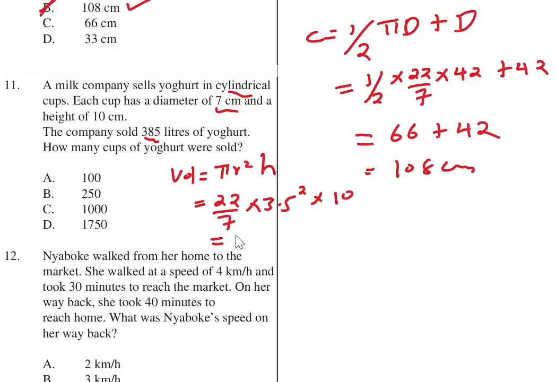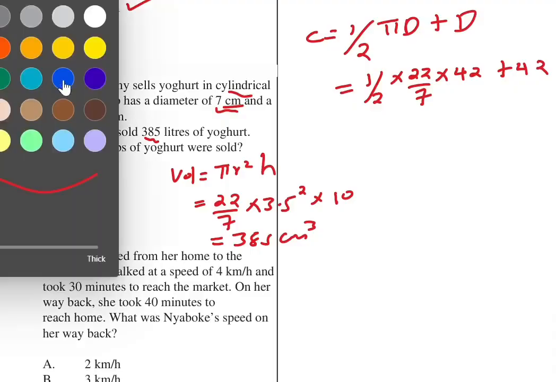So this is 385 cubic centimeters, because the units are in centimeters. And then here we have one cup. So one cup, its volume is 385 cubic centimeters. Need to rub here so that we can work out.